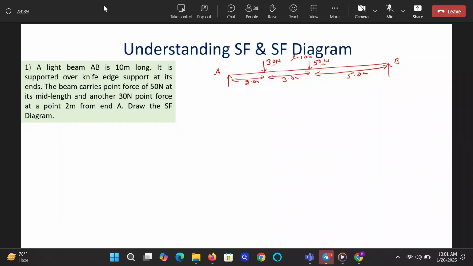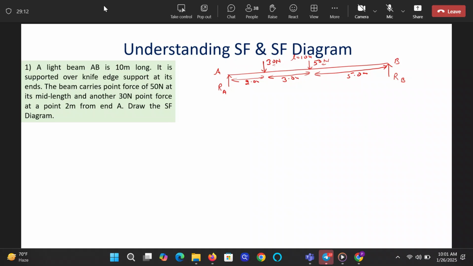And guys, as per Newton's third law of motion, to every action, there is equal and opposite reaction. So 80 newtons, the beam is trying to exert on supports. As per Newton's third law of motion, these supports exert equal and opposite reaction. Let us say the reaction exerted at A is RA and reaction exerted at B is RB.